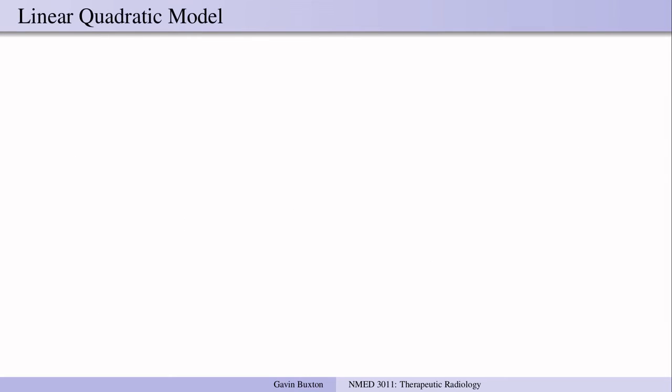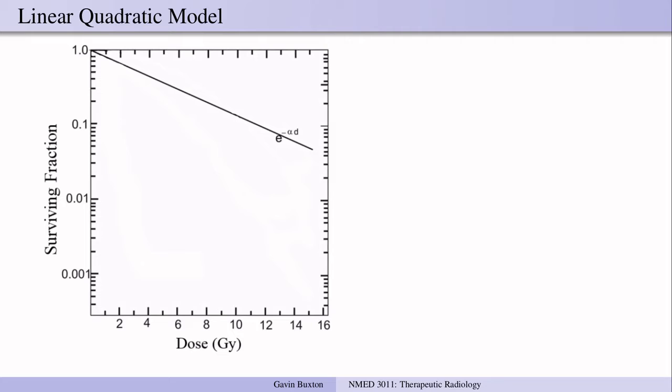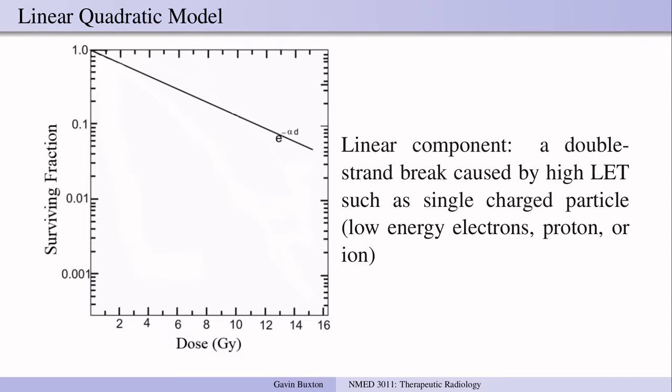The linear quadratic model has two components. There's the linear component due to double strand breaks. Essentially, a single charged particle traverses and breaks both strands of the DNA, typically killing the cell. This is typically caused by high LET radiation. And we'll talk about high LET radiotherapy later.